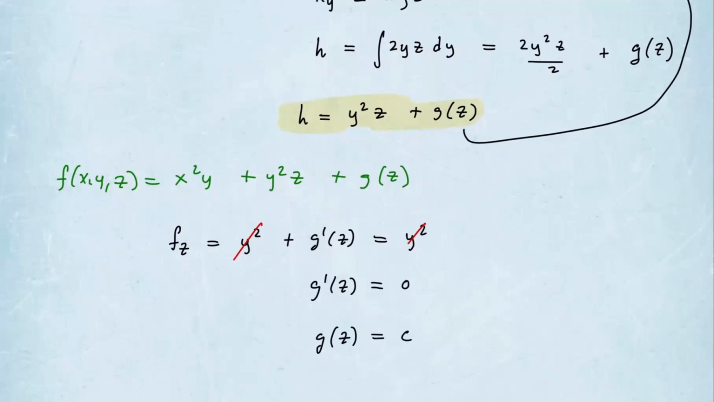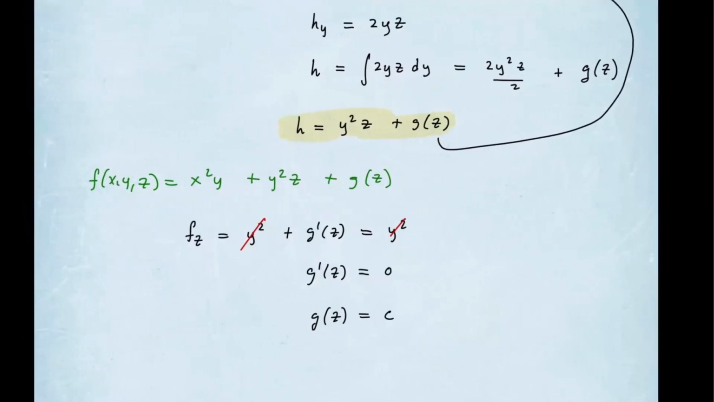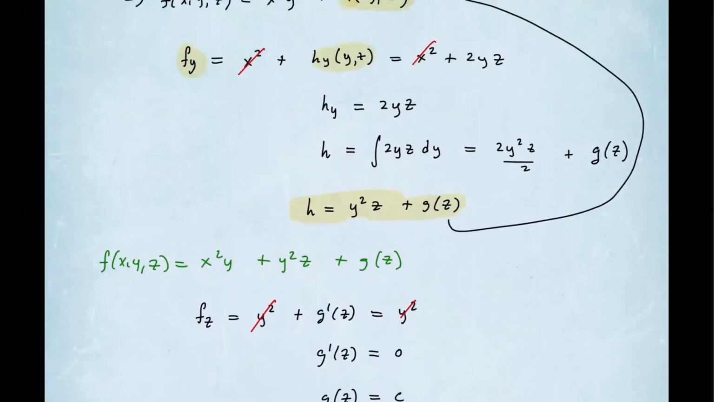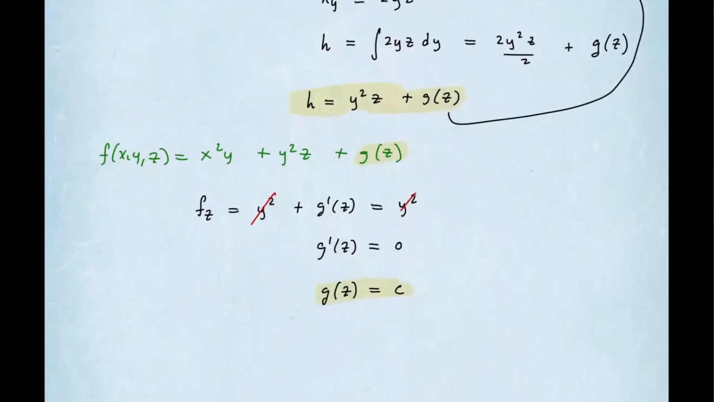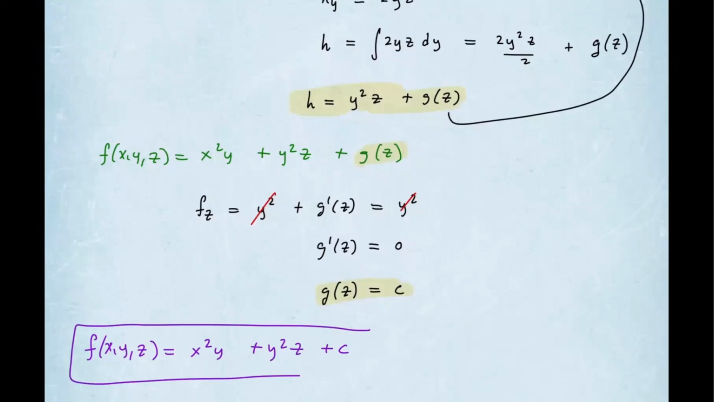All right, so that means now we're ready to substitute this back into our potential function. So our potential function, I'm going to substitute this right in here, and we have it. So our potential function for this particular problem, for this field, is going to be f of x, y, z is equal to x squared y plus y squared z plus a constant. So there are infinitely many potential functions. All right, so that's one way to get it.